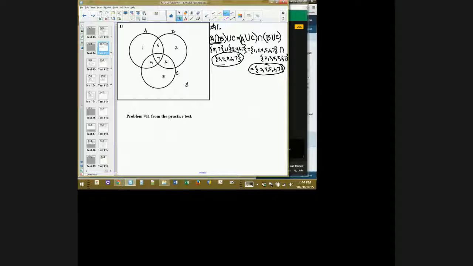Union C. What's in C? 3, 4, 6, 7. Join them together. 3, 4, 5, 6, 7. So you treat the regions as if they're set elements. Does that make sense? And then, of course, they better come out to be equal on both sides. Yeah.